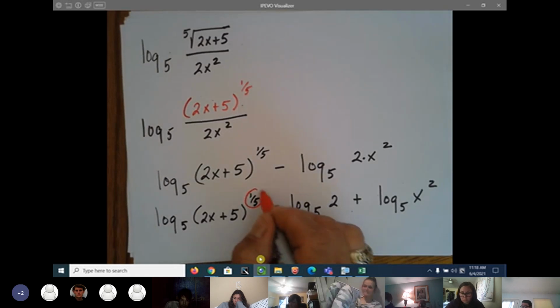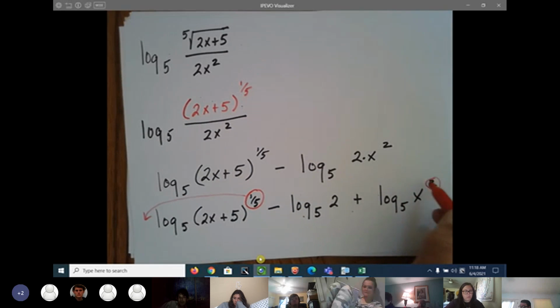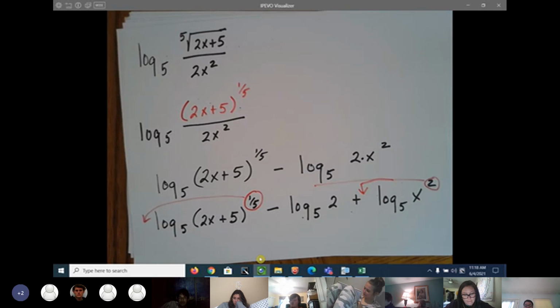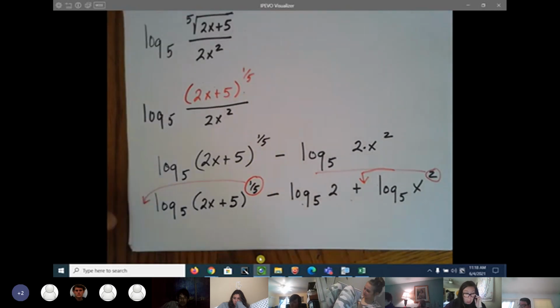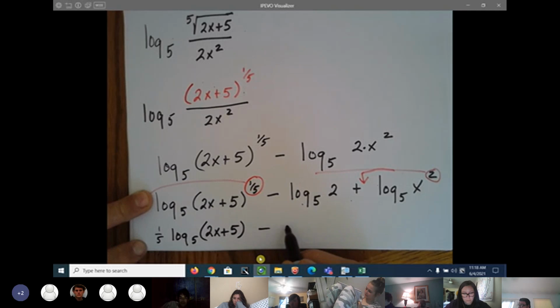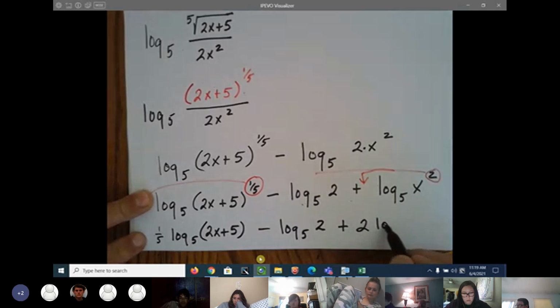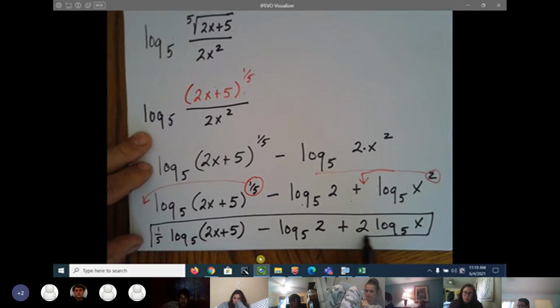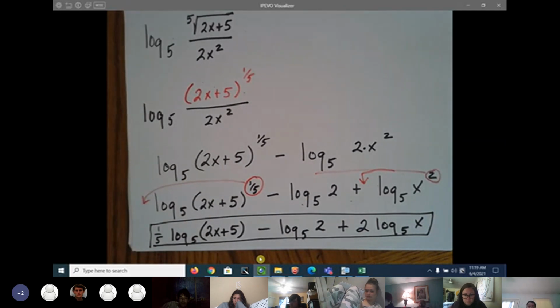So that 1/5 comes out front. That 2 comes out front. And your final answer is 1/5 log base 5 of 2x plus 5 minus log base 5 of 2 plus 2 log base 5 of x. I'm not going to type all that in. Hopefully it's multiple choice.